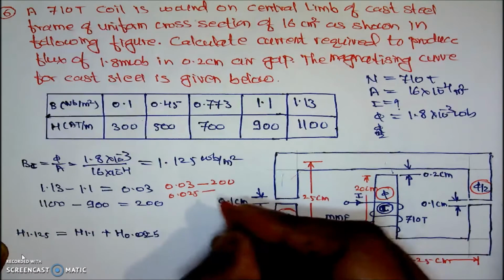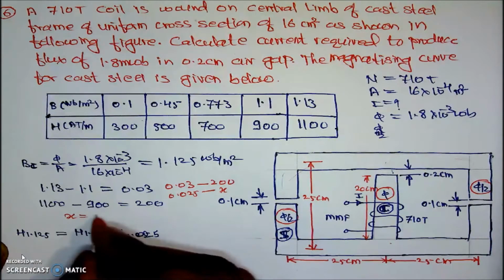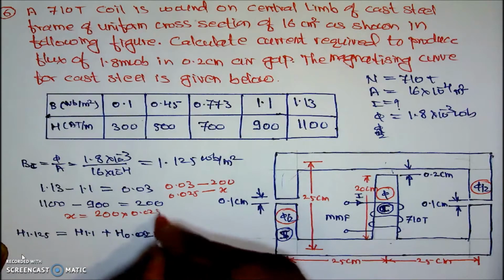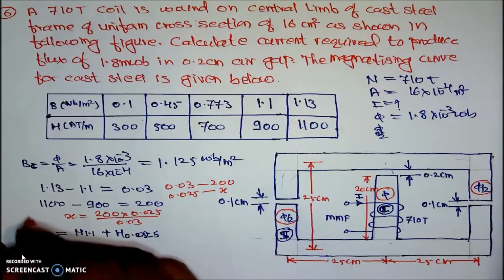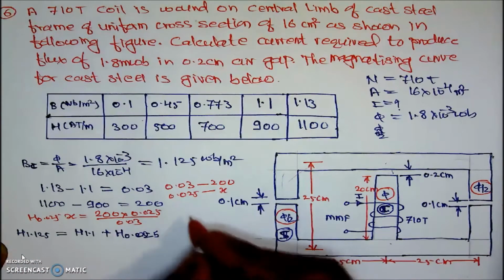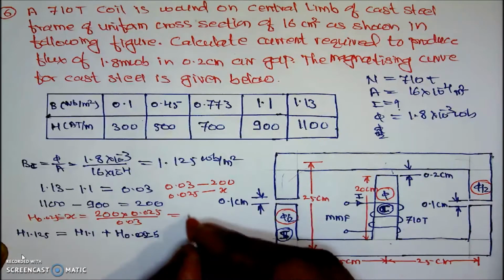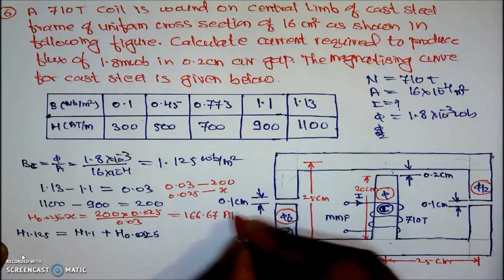If we are finding this variation, this is x, and the value of x is 200 into 0.025 divided by 0.03, and this is actually H at 0.025, which is x. Here this value of H is found to be 166.67 ampere turns per meter.